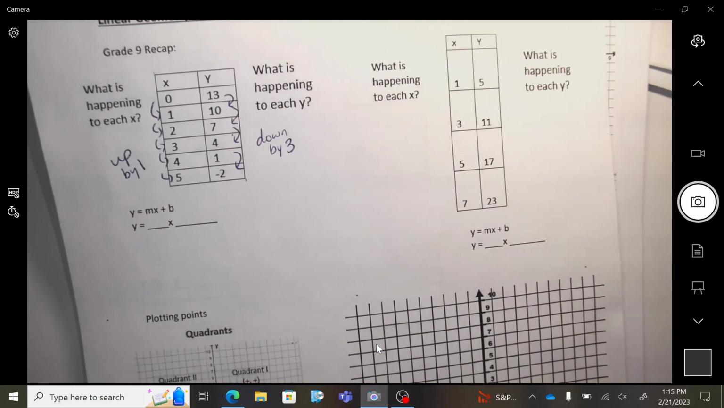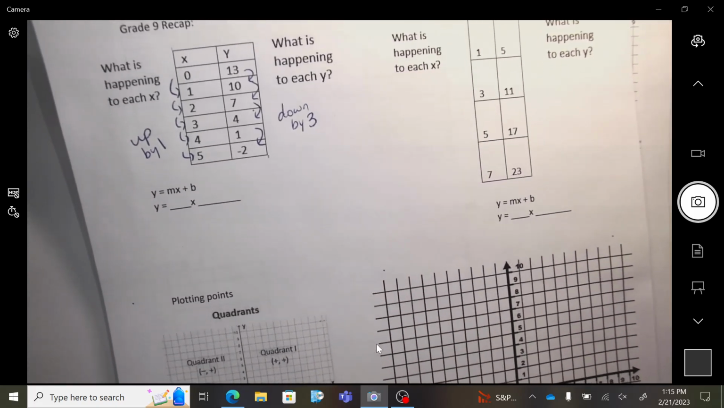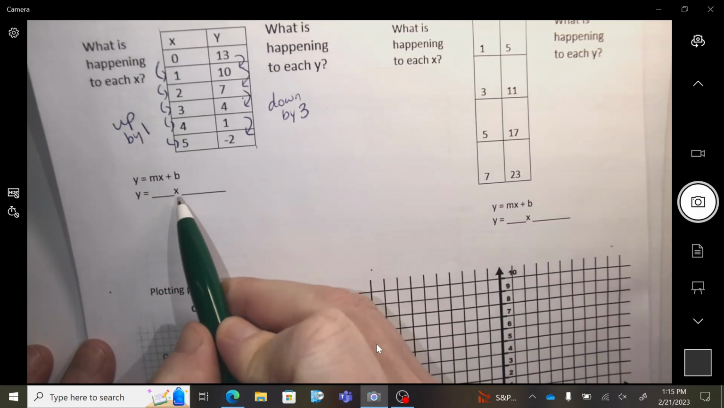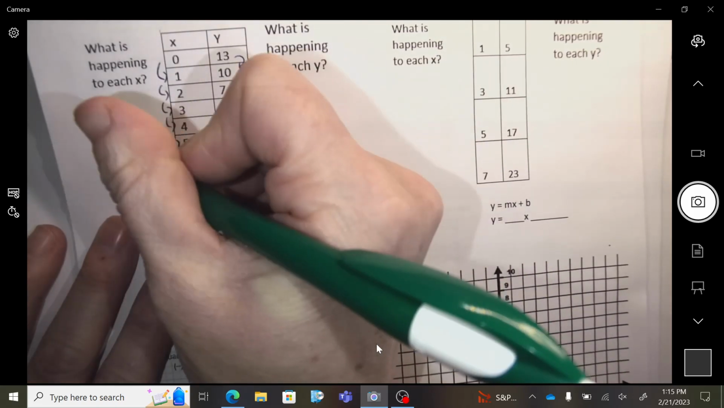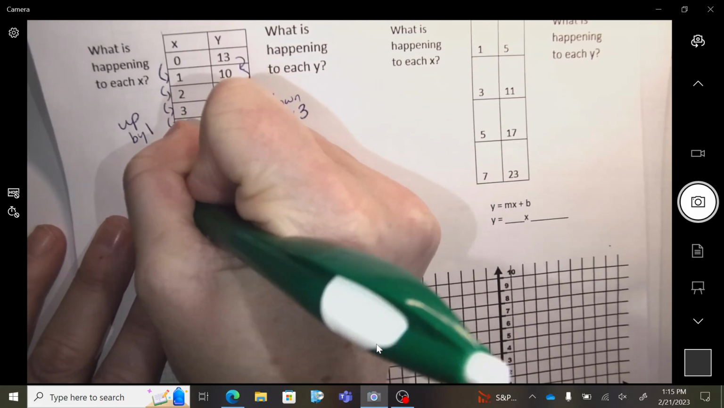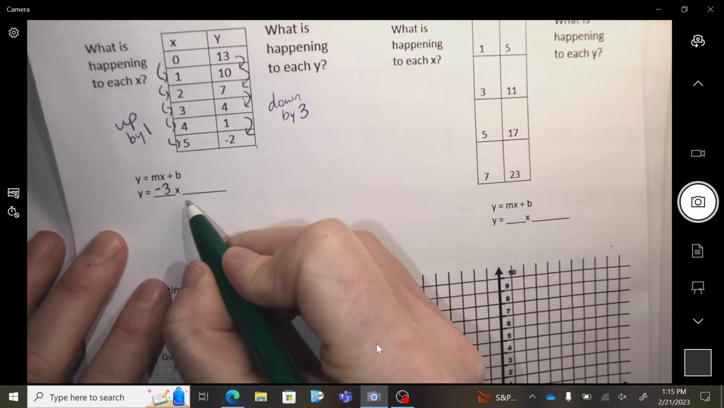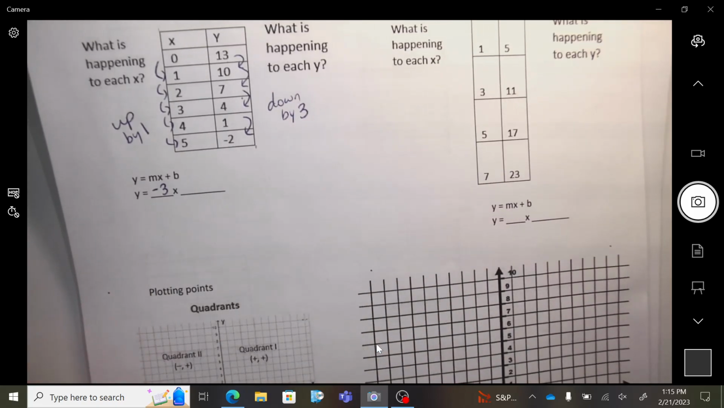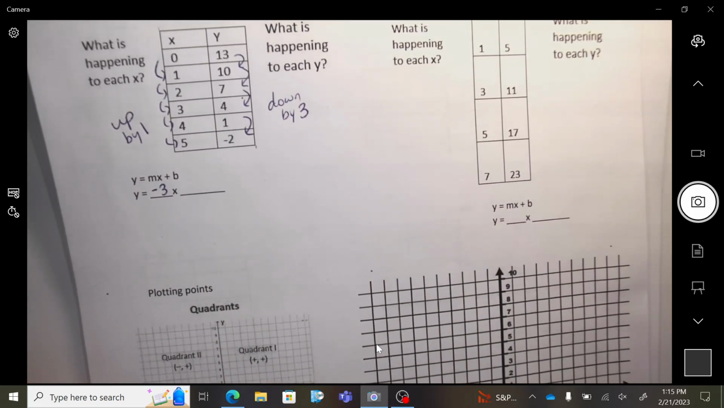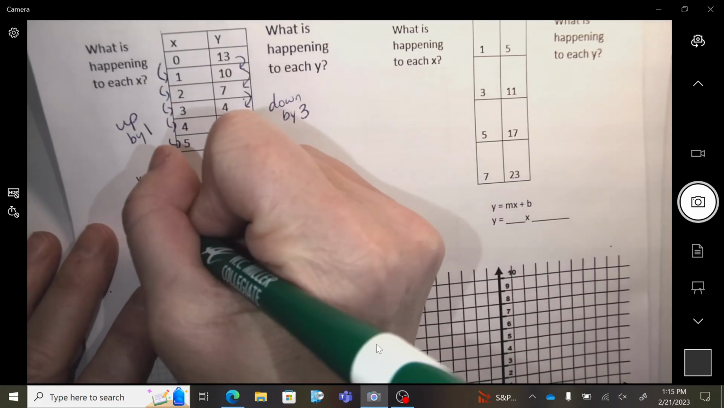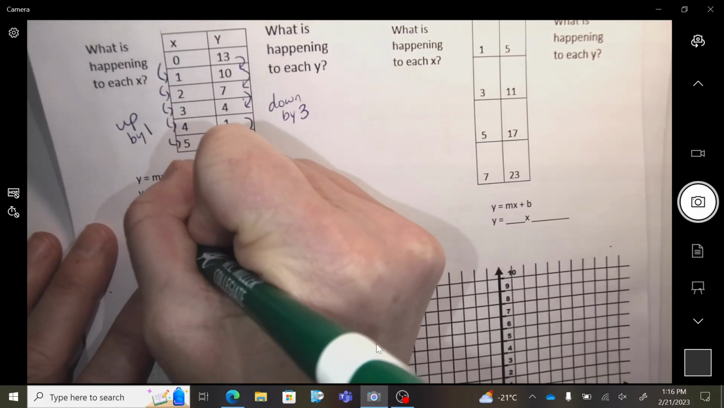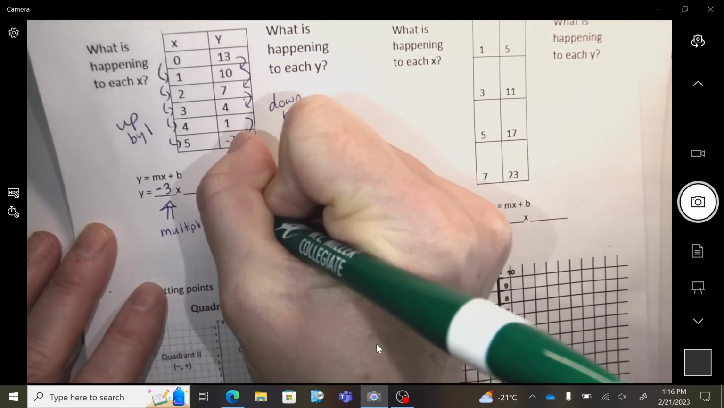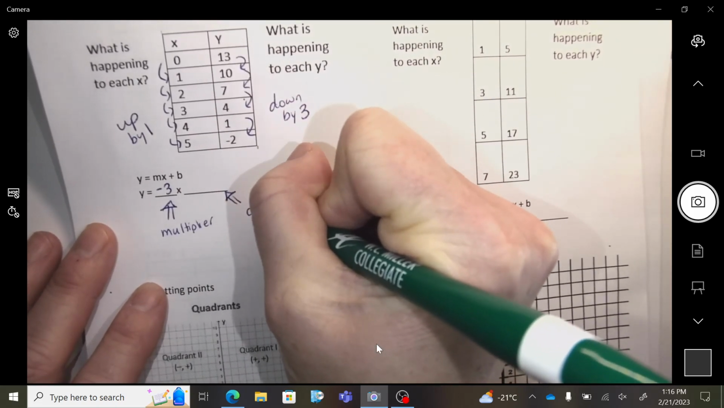Okay. So this is what I would say. For each x, we're going to go down 3. So that's the consistent changer. What did you guys call it last time? The multiplier? Does that sound like what you would have done in grade 9? This is the multiplier. And I believe you used the word adder.